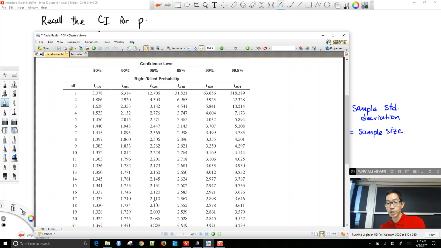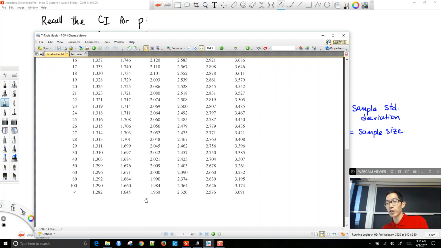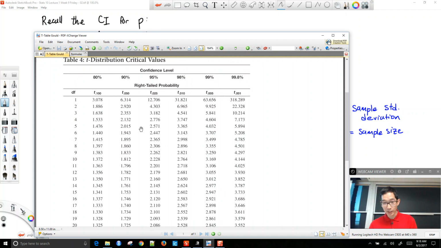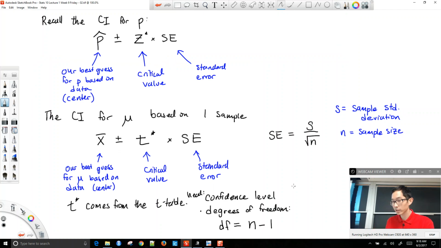All right. And then you'll notice that if you go all the way to the bottom with infinity degrees of freedom, it becomes the same values as your z star. I gave you 4 z star values. I said 95% you use 1.96, and 90% you use 1.645, and things like that. They actually have a third decimal, so it's 1.282 and 2.576 rather than 2.58, but close enough. But anyway, just use the degrees of freedom and your confidence level.